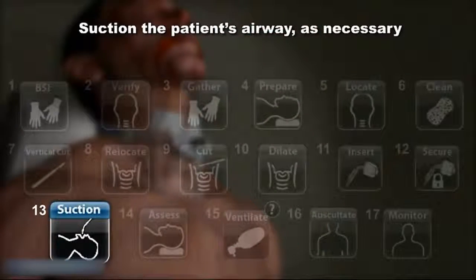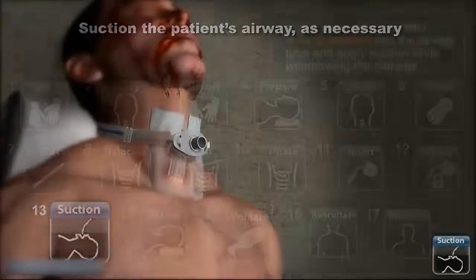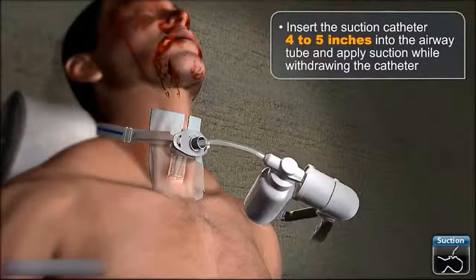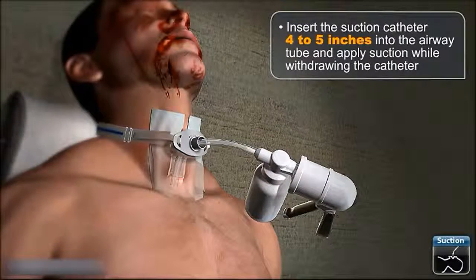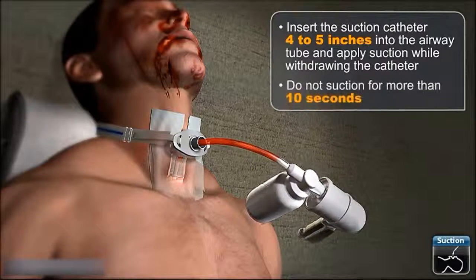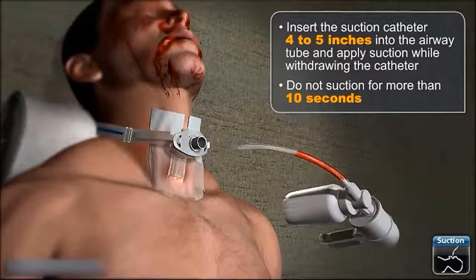Suction the patient's airway as necessary. Insert the suction catheter 4 to 5 inches into the airway tube and apply suction while withdrawing the catheter. Do not suction for more than 10 seconds.